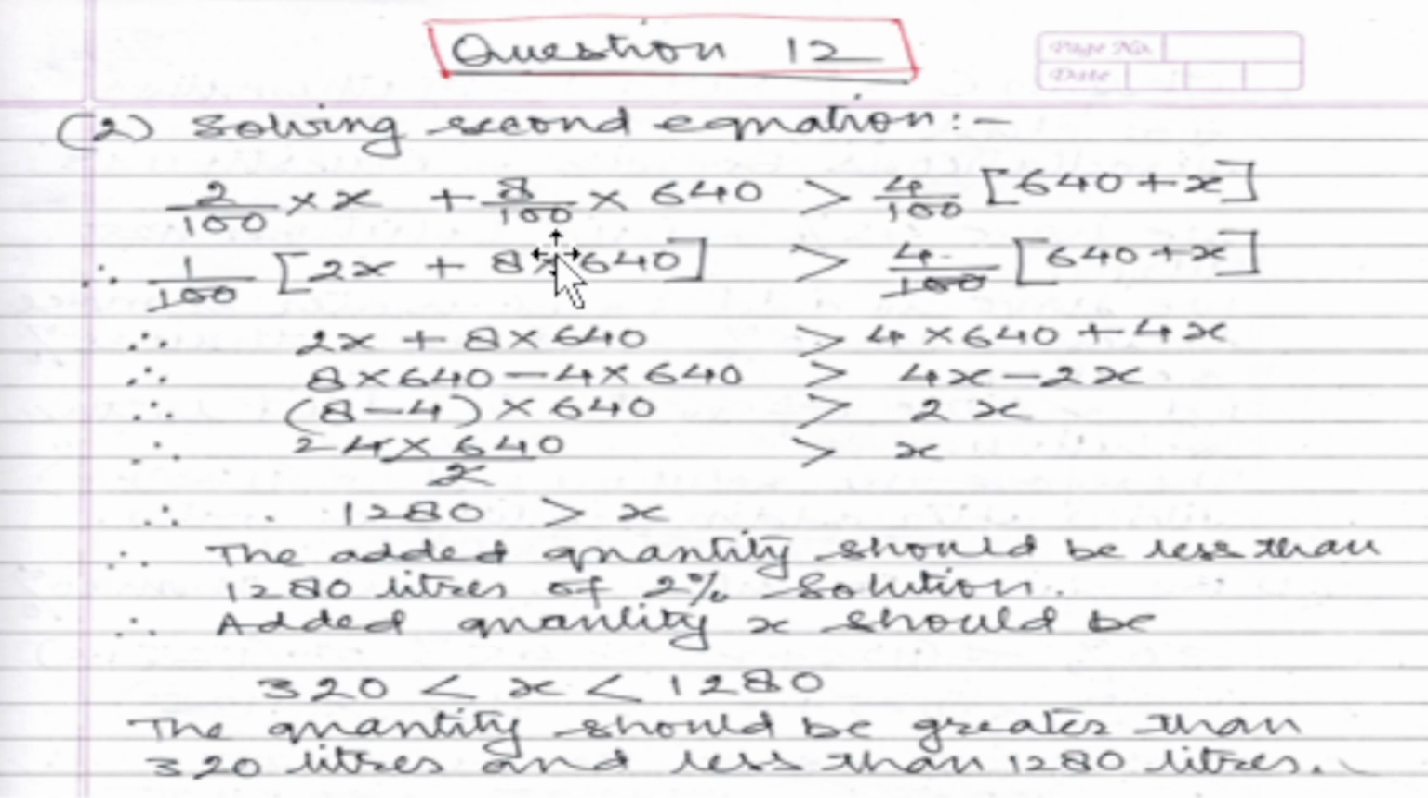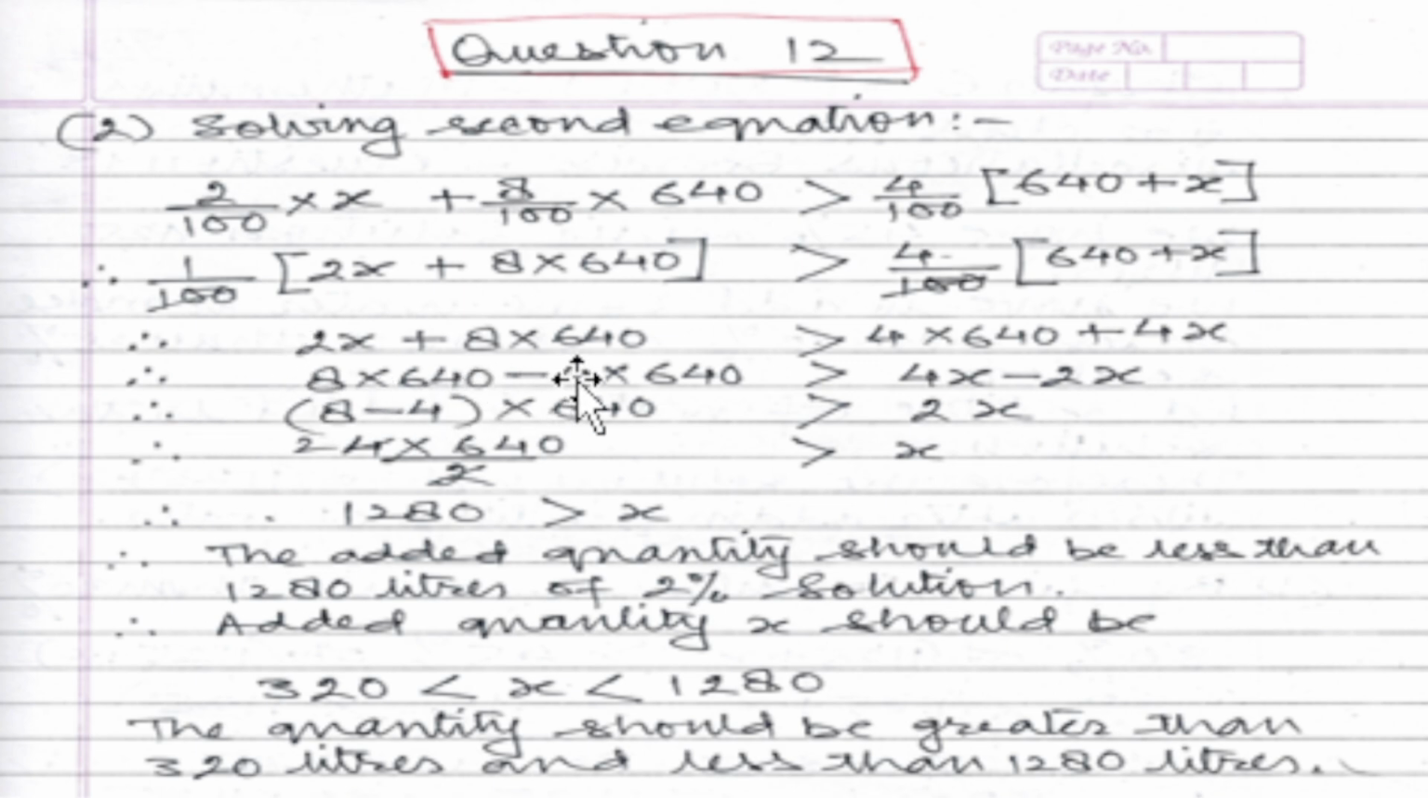Now, solving the second equation: 2 upon 100 into x plus 8 upon 100 into 640 is greater than 4 upon 100 into 640 plus x. Actually, in the second equation, only the right hand side has been changed. Similarly, we cancel 100 from both sides. So the equation reduces to 2x plus 8 into 640 is greater than 4 into 640 plus 4x. Now shifting 4 into 640 to the left side and this 2x to the right hand side.